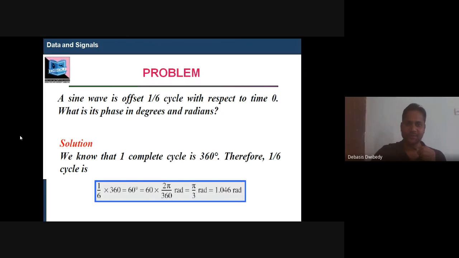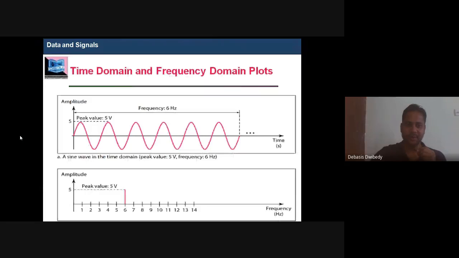So whatever may be question will be asked, you will come to know. Now come to representation of a simple analog signal. So we have two different plots available with us to represent a simple analog signal. Hum analog signal ko basically graphical representation karte hain. So we have given two graphs.